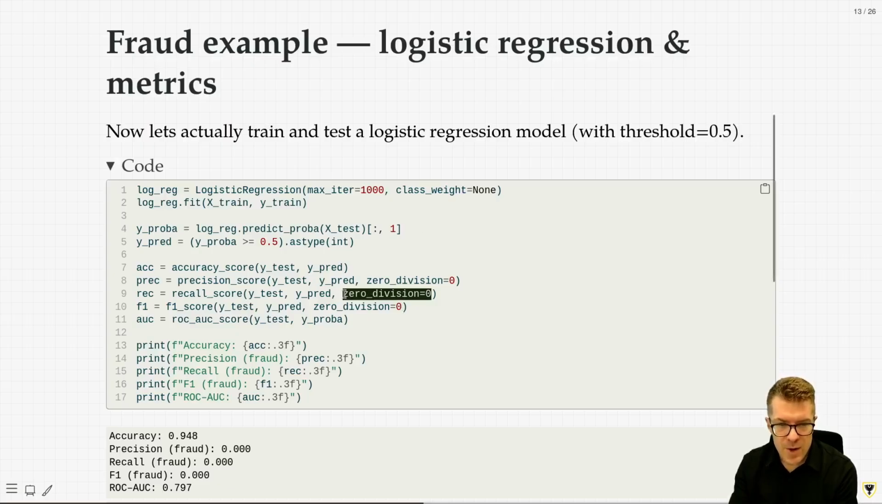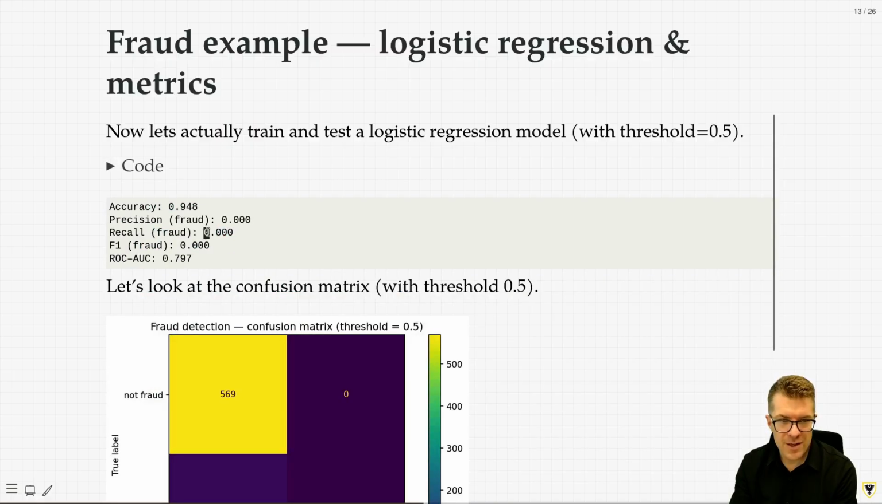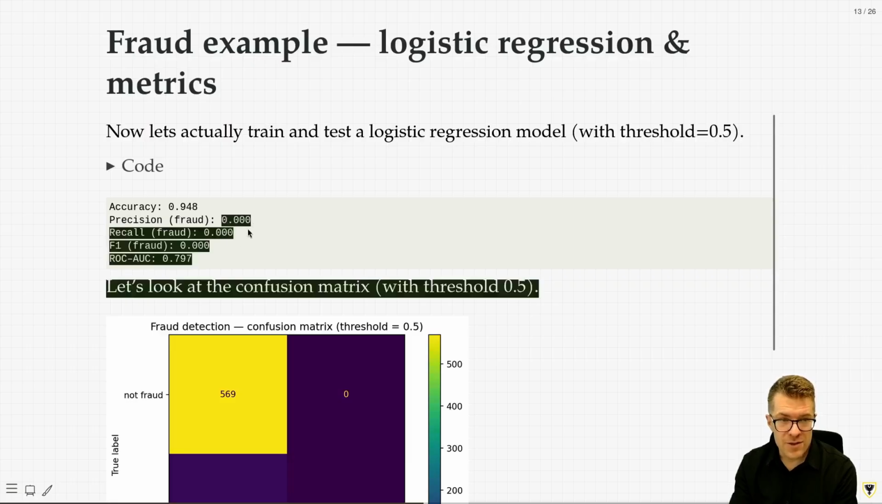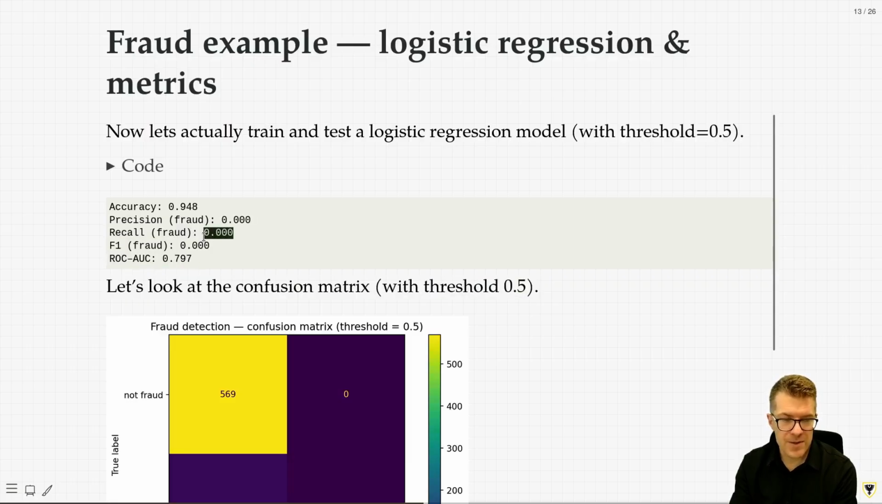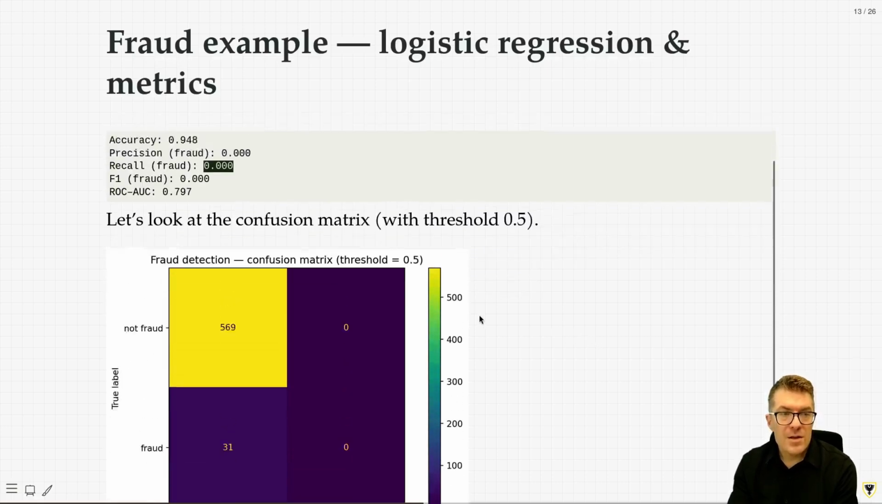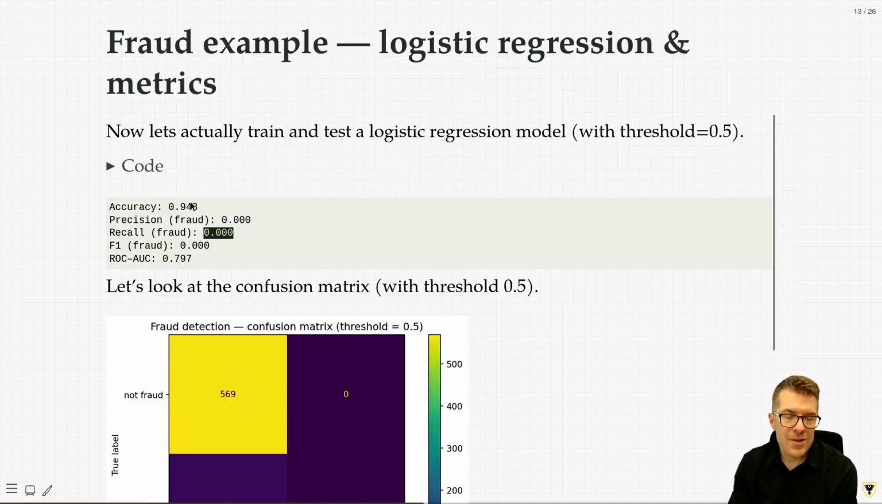This parameter here just tells you what to do in the instance where you're dividing by zero. It says just return zero. So whether or not these are actually zeros or the results of divisions by zero is up to you to decide when you look into the code yourself. Anyway, we had the pathological silly case of always returning not fraud.